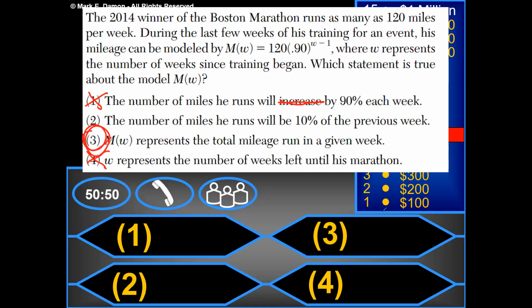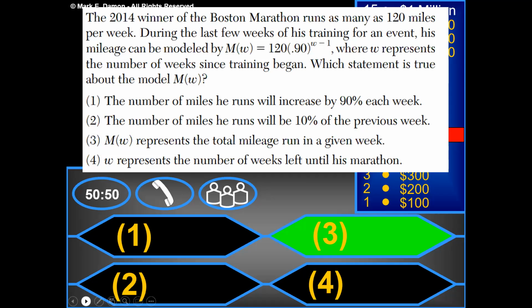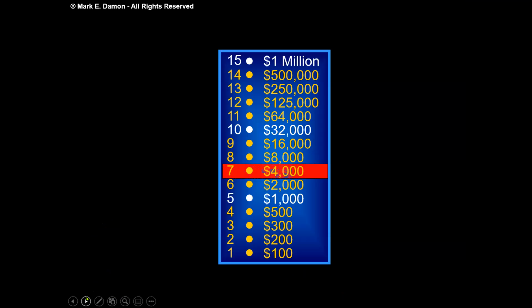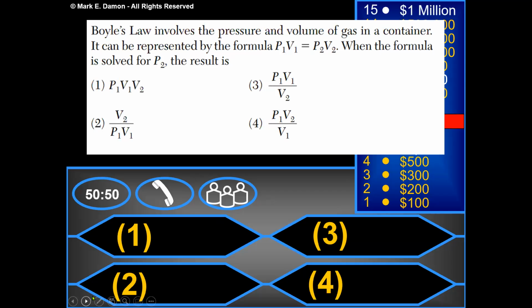congratulations. All right, let me clear my screen here. Keep it moving. All right, 3 was the right answer. Okay, we're up to 4,000 points. Good luck.